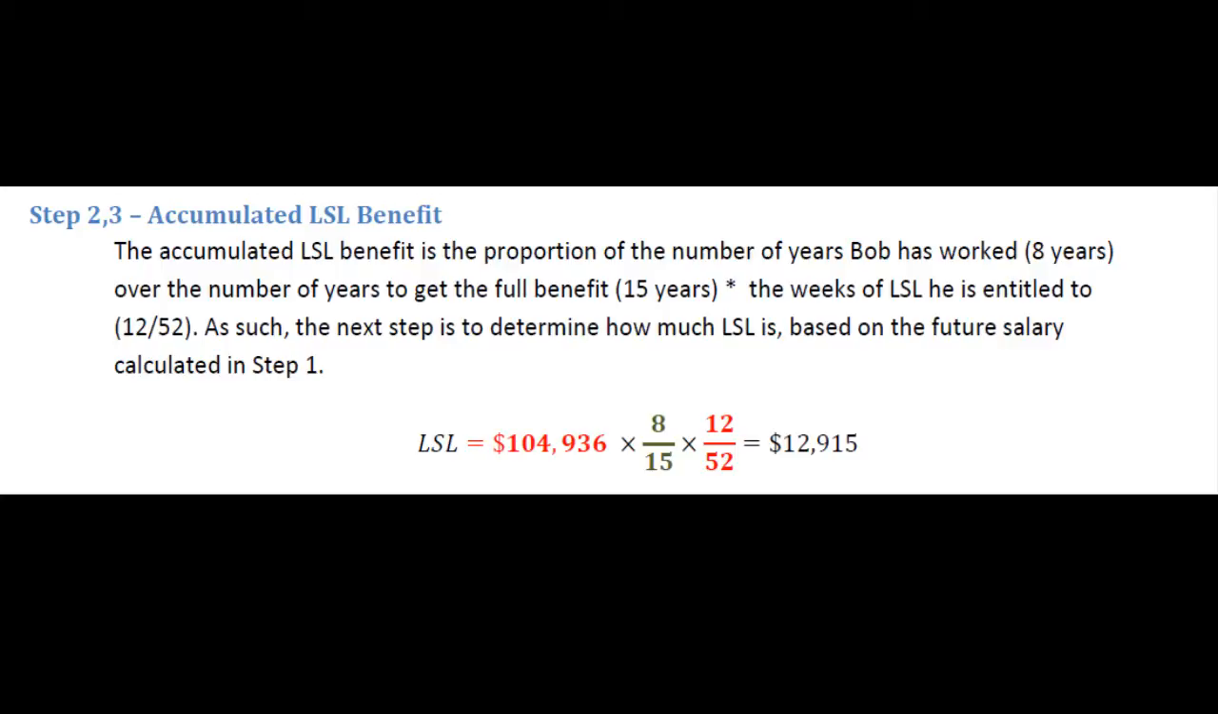This number here is the amount that he's earned. Even though we're looking at time 12, this is based on where Bob is right now. Bob's at time 8. You use 8 years over the full 15. Even if it's prorated, you don't do that as 12, because even at time 12, he hasn't earned 100%. Time 15 is the 100% amount. So 104,000 times 8 on 15 times 12 on 52 gives you close to $13,000 as his defined benefit obligation.